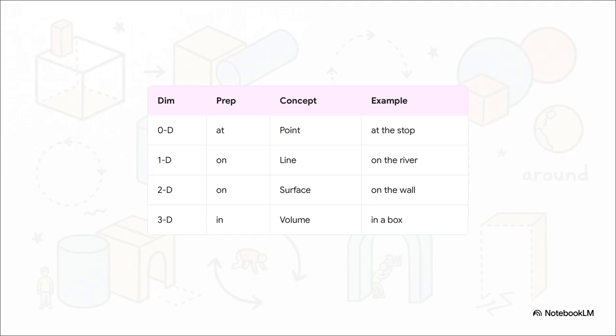Step up again to 2 dimensions, a surface plane, and we still use on. That's true whether it's a vertical plane, like a picture on the wall, or an overhead plane, like a fly on the ceiling. And finally, we reach 3 dimensions. When your landmark is conceptualized as a volume, a specific area, or an enclosed container, we shift to in, like being in a box or walking in a park.